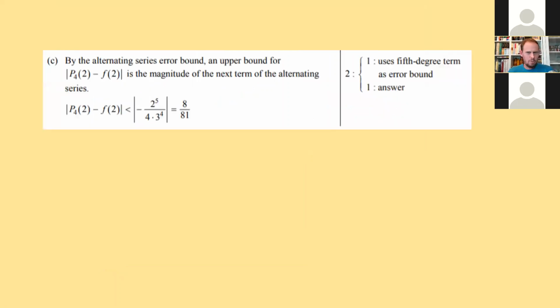All right, and there was our answer for that one. So it uses the 5th degree term for the error. Yep, we did that. We used the 5th degree term, and we got our answer. There's our answer.